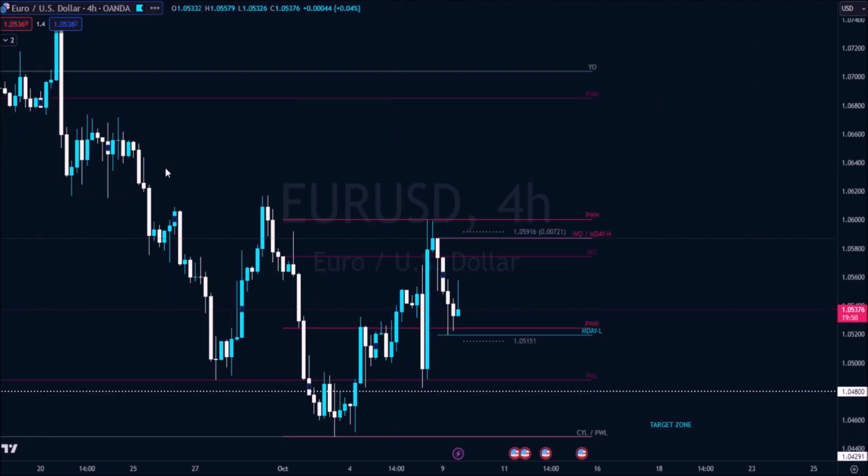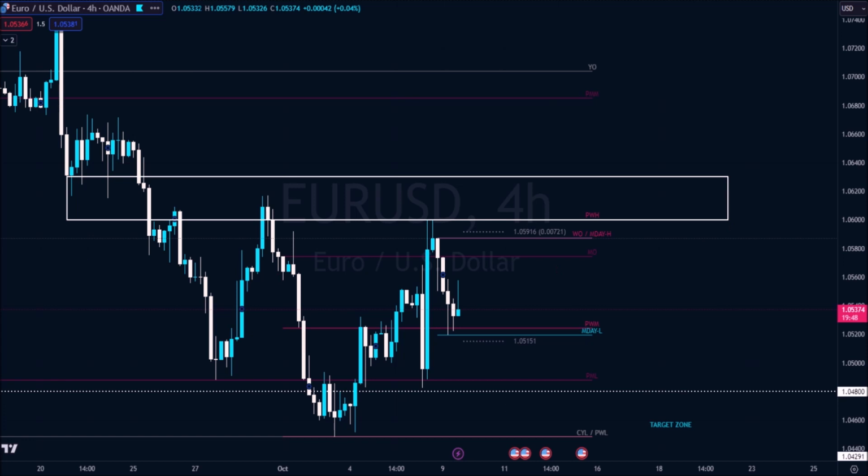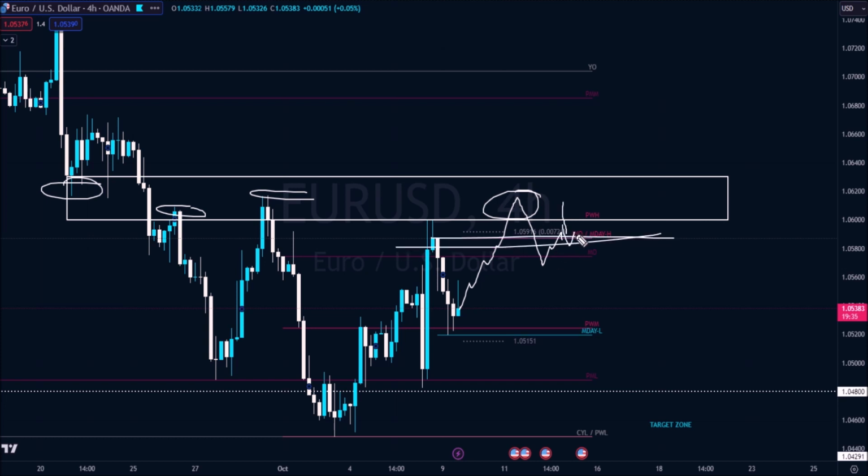We have nice structure here where we have previous support, resistance, previous weekly high. We have Monday's high, we have the weekly open. Any push up into this area, sell off, then this weekly open would provide a nice area to get involved with a move to the downside again.